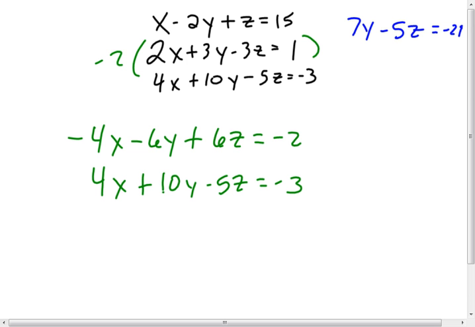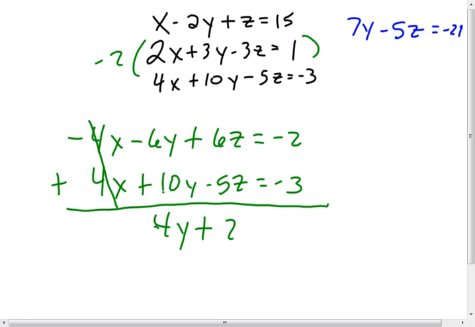Now in doing this, it's entirely possible that you'll have to multiply both equations at some point, but that's okay. If you have to do that, just go ahead and multiply so that you can add to 0. So let's add these two together. 4 minus 4 is 0. 10 minus 6 is 4y. 6 minus 5 is z. And then minus 2 minus 3 is minus 5. So we have 4y plus z equals -5.